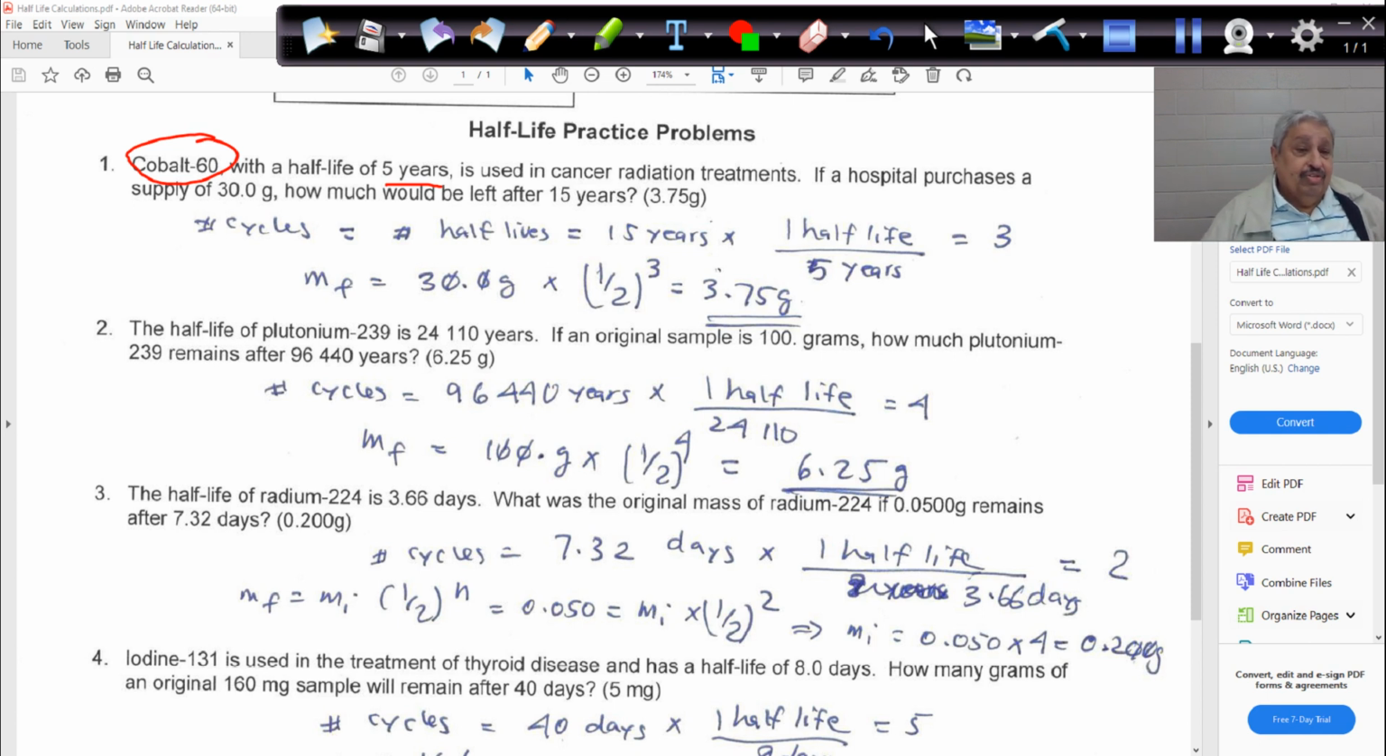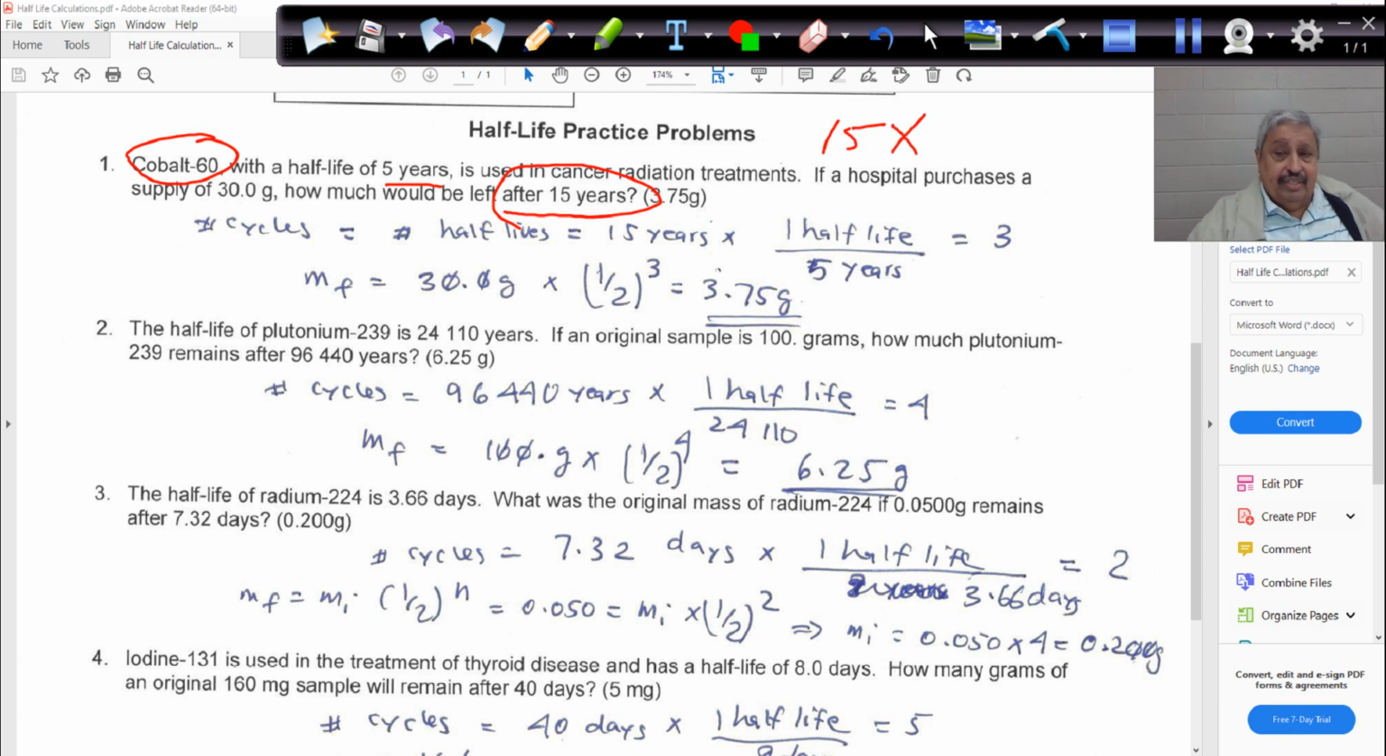So if I have a 5-year half-life, correct, and I have 15 years, how much will be left out of this cobalt-60? I can calculate it, correct? Whenever you are using it in the hospital or in your lab, you know how long it will last. So the half-life is 5 years, and the total time is 15.